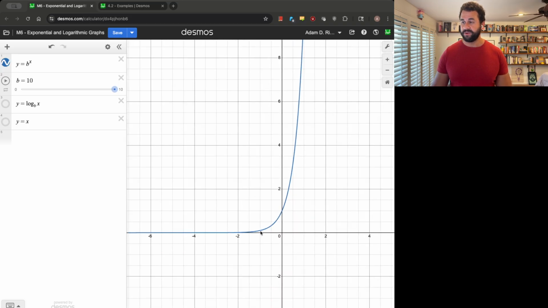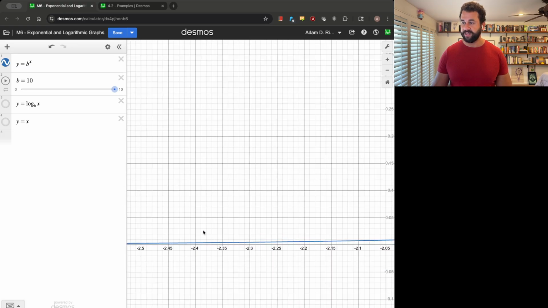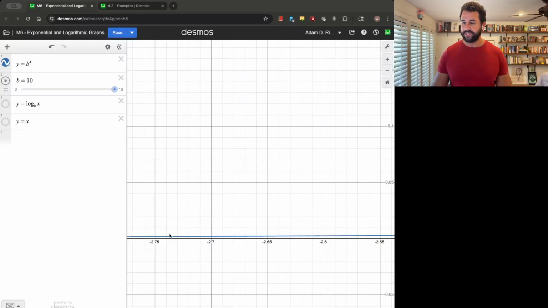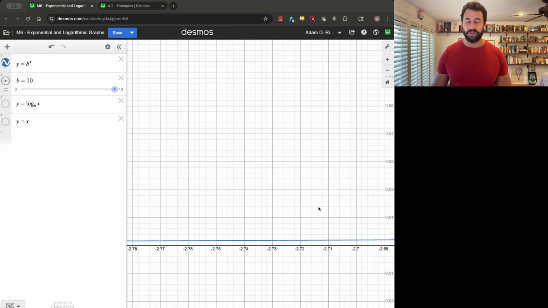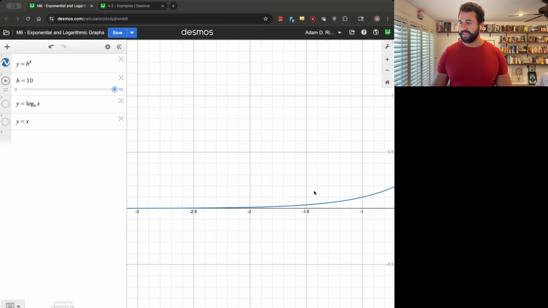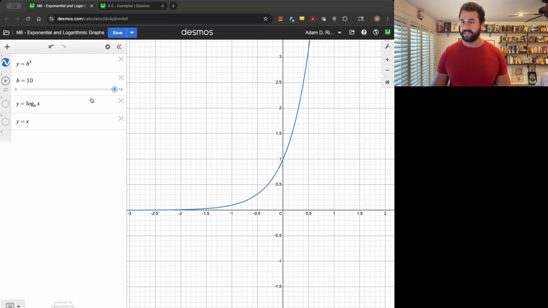Another thing, look backwards, right? So as x increases in the negative direction, this thing is plummeting down to 0, but never quite touching it. You can zoom in as close as you want, and it won't ever touch it. It'll just get really, really close. And you can see that as the base increases in size, it gets a little bit steeper, right? So as I go from a lower base to a higher base, it gets steeper.